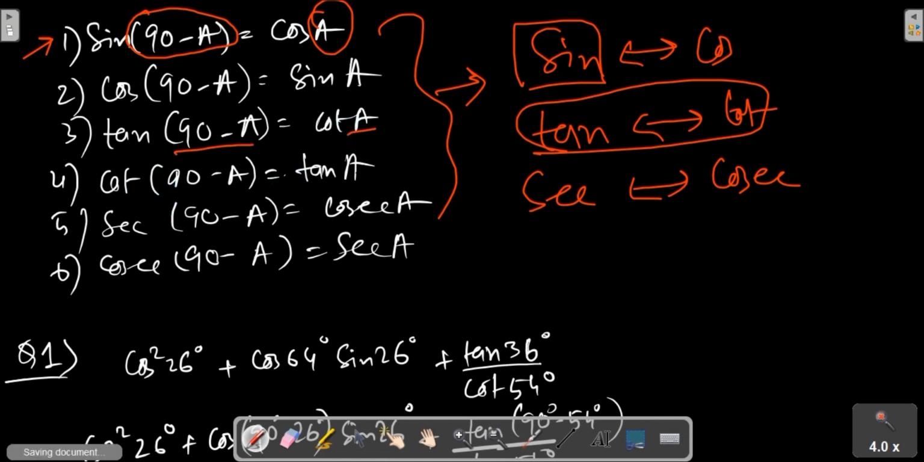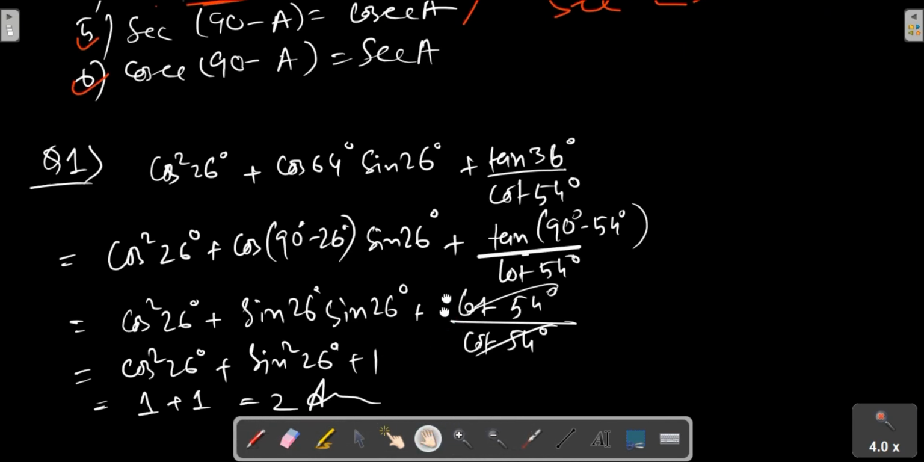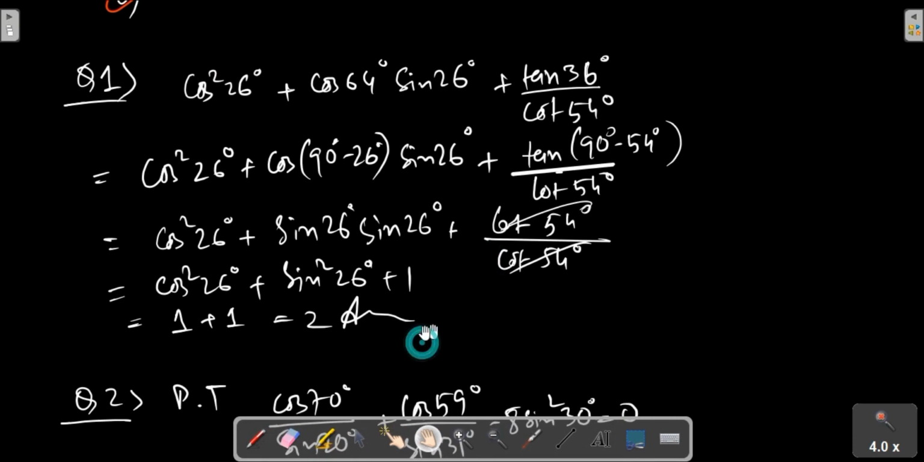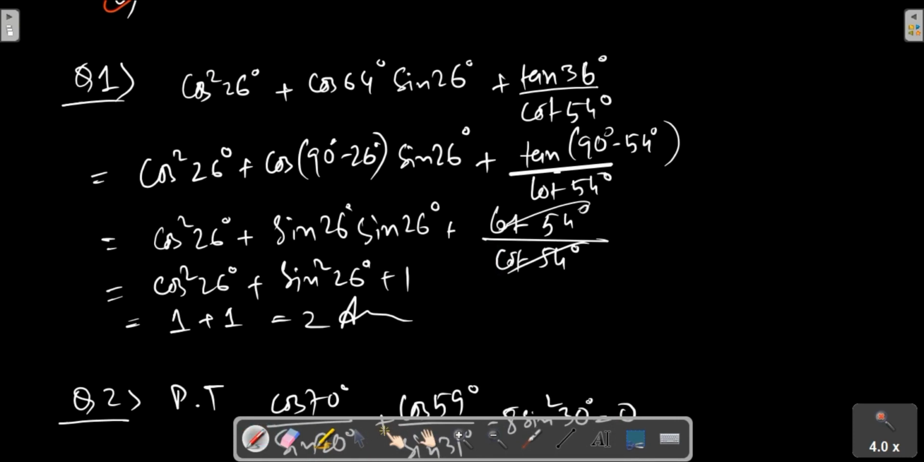I hope it's clear. Now in the same manner, sec and cosec also will be in the same relationship. So in question number 1 we can see one sum. Let's proceed to this and see how we can solve it.